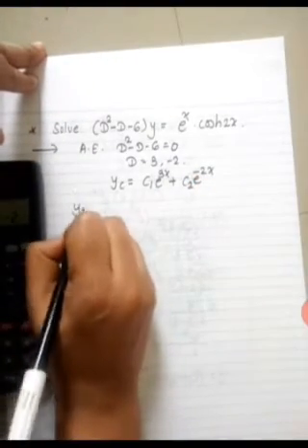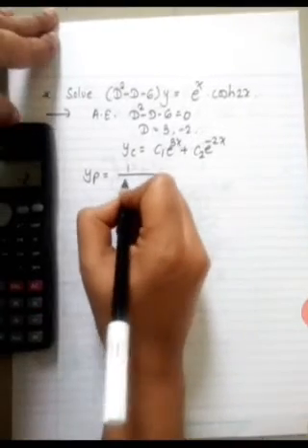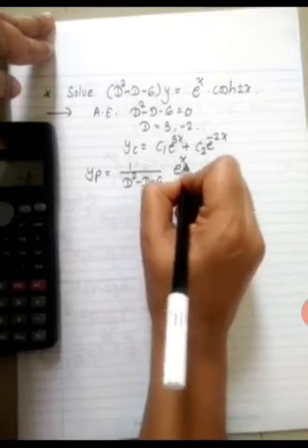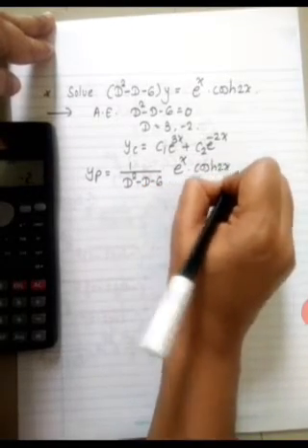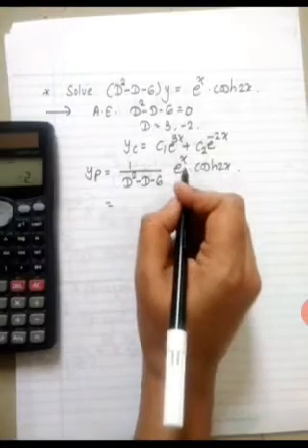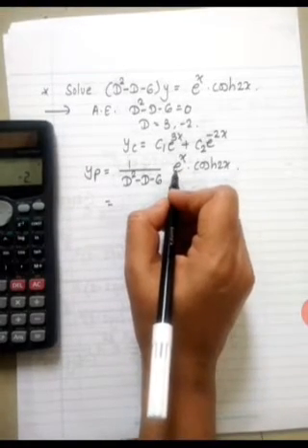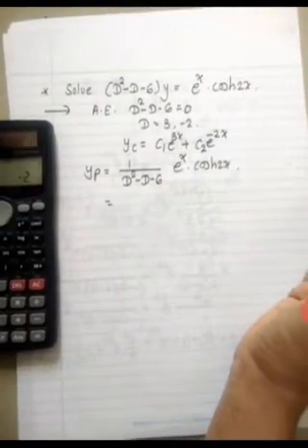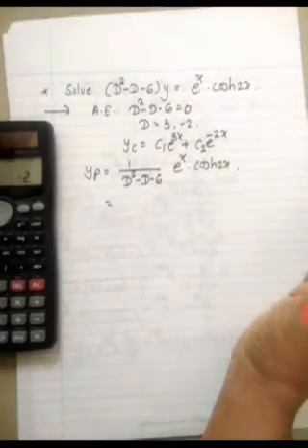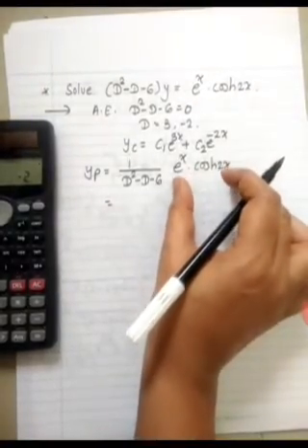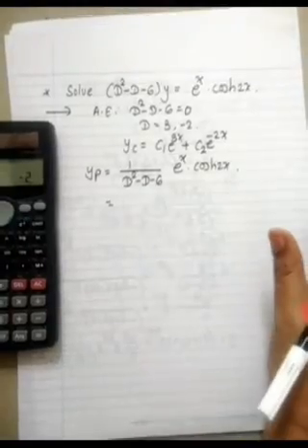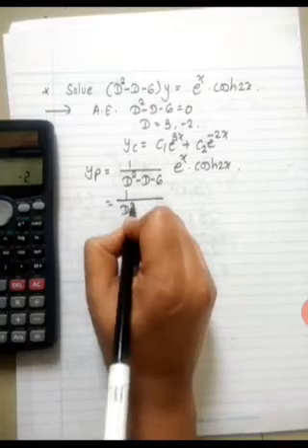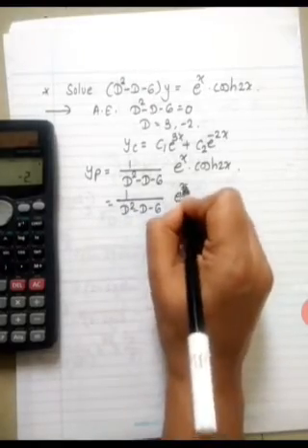Okay, now yp is 1 upon d square minus d minus 6 e raised to x into cos hyperbolic 2x. As e is there, we can easily solve, but as cos hyperbolic is there, if we go ahead and see all the cases, there will be a case related to this, but right now we don't know anything like this. So what we know, we'll do that. What we know is the formula, so we'll try to substitute the formula here.